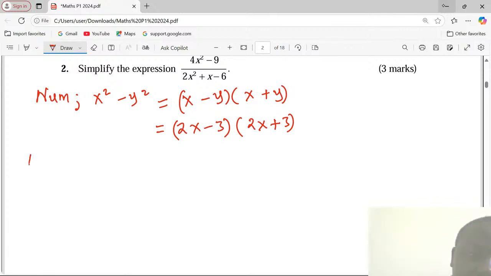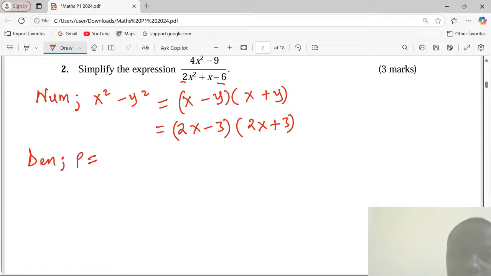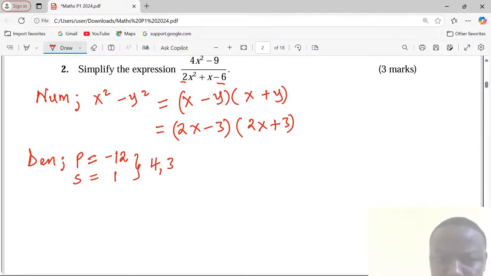Let's look at the denominator. The denominator is a quadratic expression, whereby we need to simplify it. We need to take two factors which, when multiplied, will give us a times c, which is 2 by -6, giving -12, and whose sum equals the value of b, which is just 1. So these two factors are going to be 4 and -3. When multiplied, they give -12. When added, they give +1.